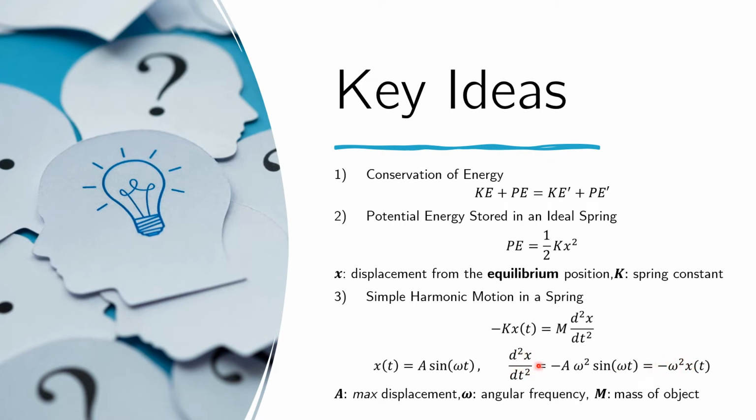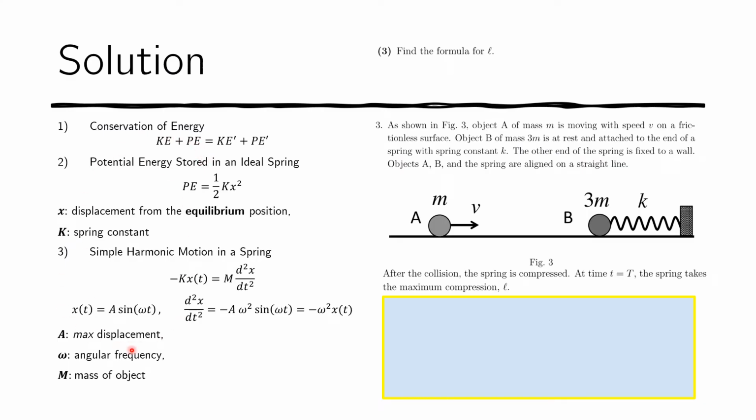So if the object is in simple harmonic motion, the acceleration is equal to the square of the angular frequency times the displacement from equilibrium position. Again, we're just reminded that A here is the maximum displacement, so it's the maximum compression or stretching. Omega is the angular frequency, and m is the mass of the object. So here we just wrote down what we learned from the previous slide.